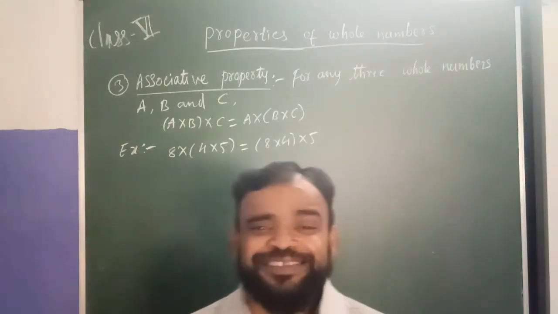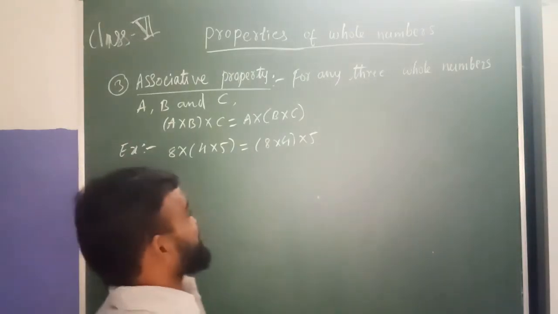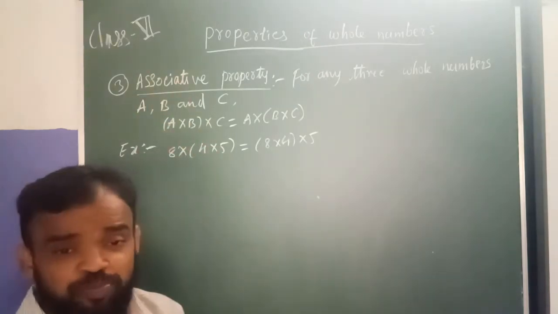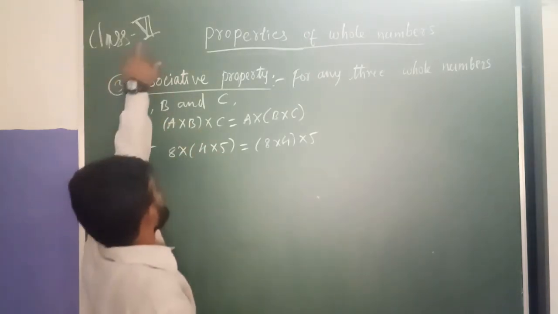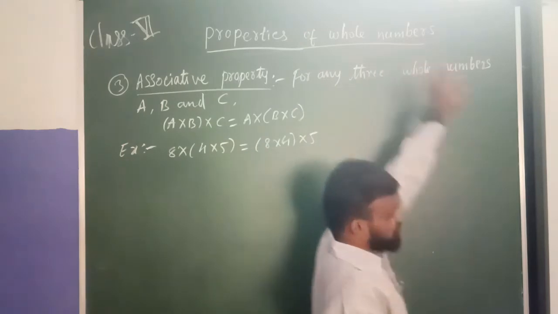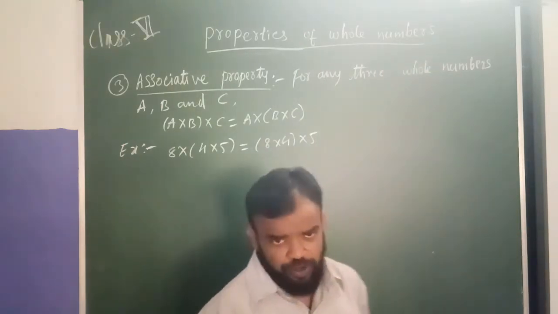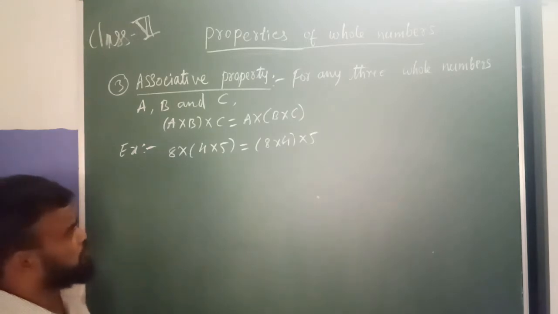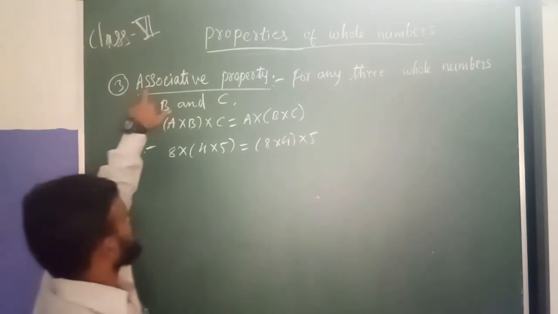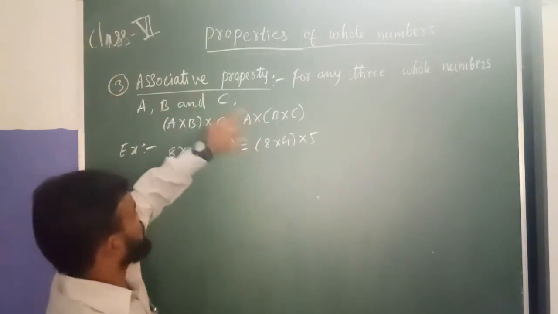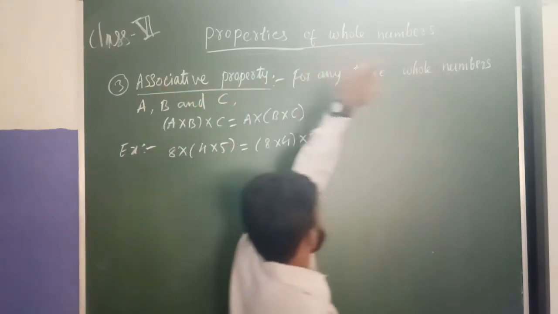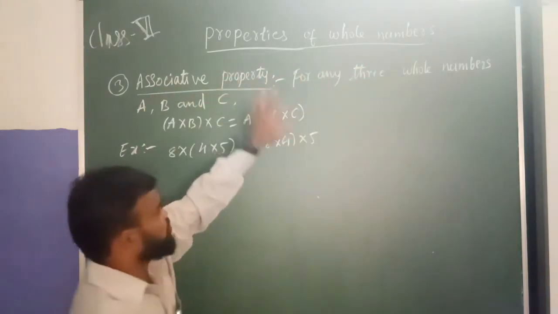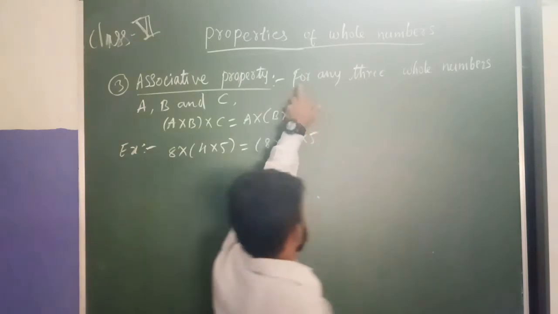Good morning, students. Today I am going to continue part 2, class 6, properties of whole numbers. Yesterday I did half the chapter, and today I will try to explain the whole chapter with examples and sums. So this third one continues: the associative property of multiplication. What is it?